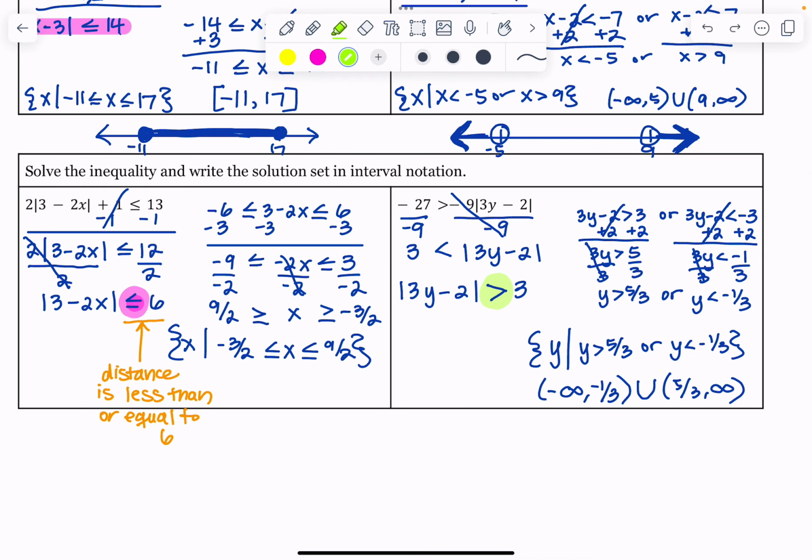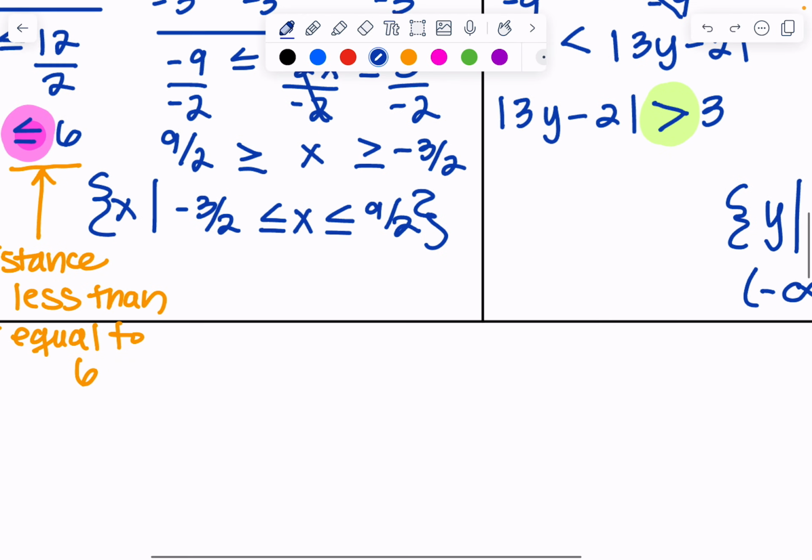Awesome. I think I forgot to write, yeah, let's do interval notation for this one. So this is included. It's in between these two numbers, so we have square brackets from -3/2 to +9/2.